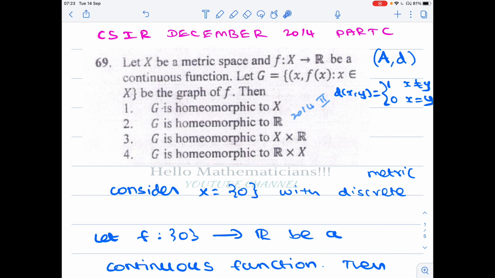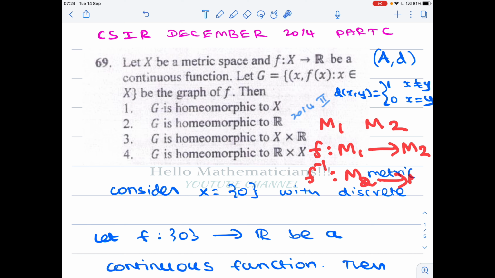Now, if we assume X is a finite set with some metric, for example the discrete metric, then G will have a finite number of elements. Okay, so if G has a finite number of elements, then we can eliminate the options easily, because of homeomorphism. Suppose M1 and M2 are two metric spaces. We say that M1 and M2 are homeomorphic if you have a continuous function f from M1 to M2 and its inverse f inverse also should be a continuous function from M2 to M1.